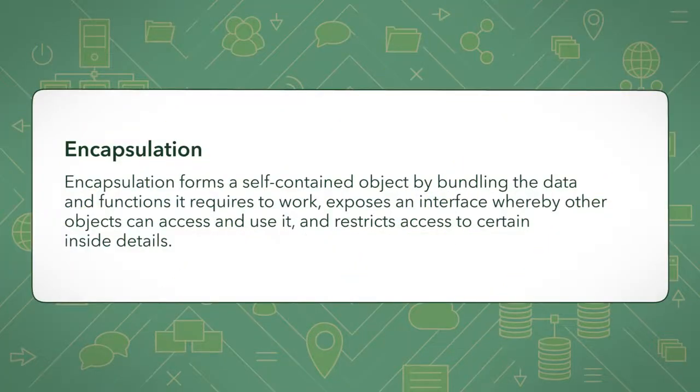First, you bundle attribute values, or data, and behaviors, or functions, that manipulate those values, together into a self-contained object. Second, you can expose certain data and functions of that object, which can be accessed from other objects. Third, you can restrict access to certain data and functions to only within that object. In short, encapsulation forms a self-contained object by bundling the data and functions it requires to work, exposes an interface whereby other objects can access and use it, and restricts access to certain inside details.